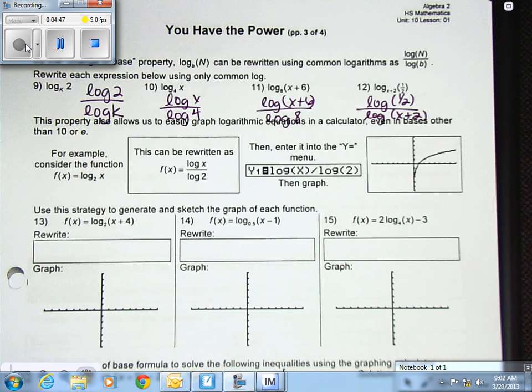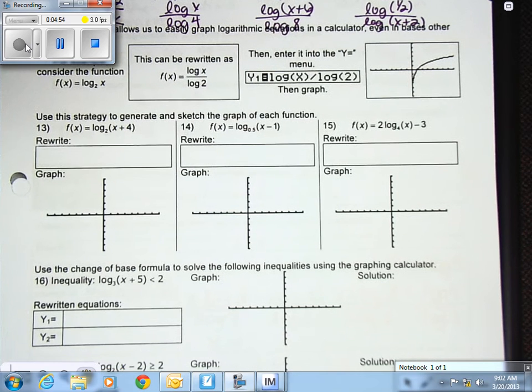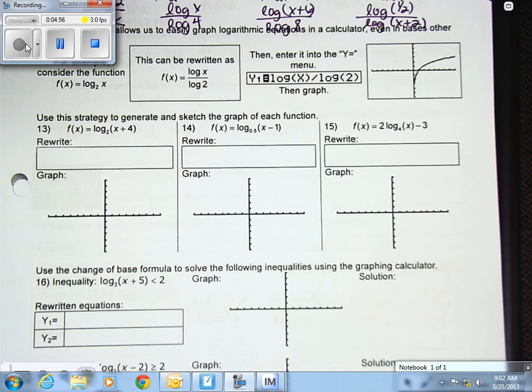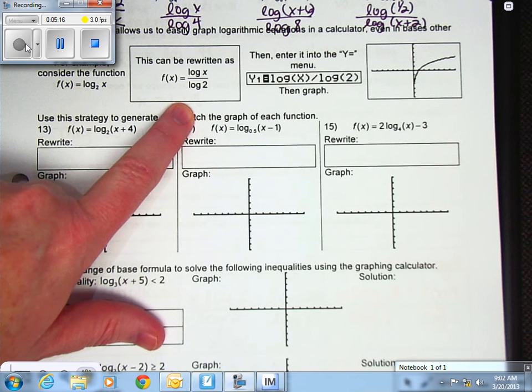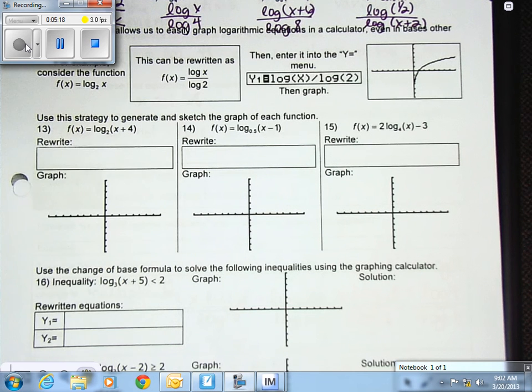What this does for us is allow us to change anything into that base change formula. And by doing that, it's going to allow us to sketch the graphs using our calculator. When we had logarithmic graphs earlier, we had to rewrite them in their exponential form, switch the x's and the y's, plug them into our calculator, and then switch back in the table, and it would get confusing. But by using the base change property, we're able to go ahead and graph a logarithmic function. So let's go through that process.